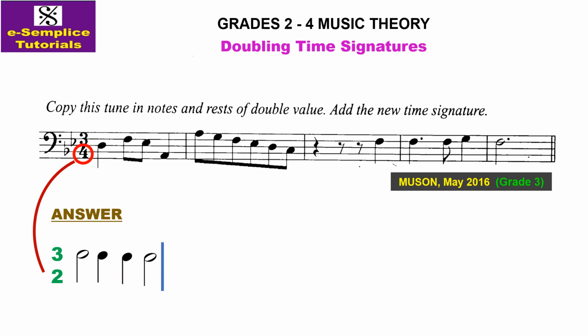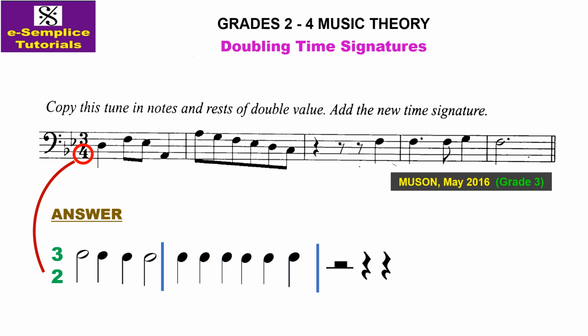Then the bar line, second bar, we have 6 quavers. The 6 quavers, if you double each of it, become 6 crochets. Now the bar line, we have a crochet rest. If you double the value, it becomes a minim rest. Then we have 2 quaver rests. Now doubling each will become 2 crochet rests.